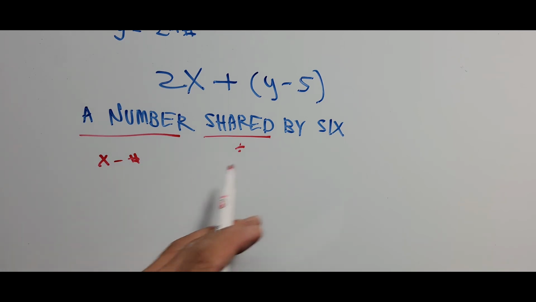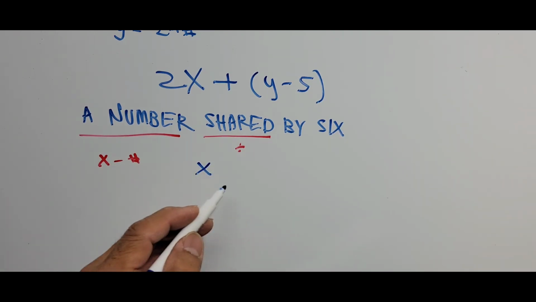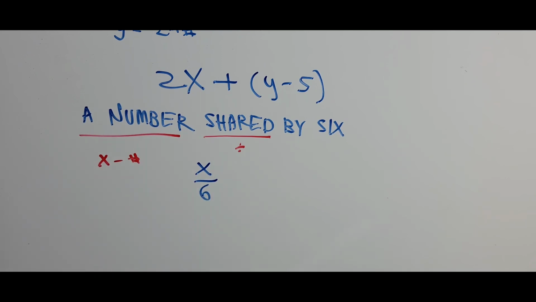So a number shared by 6. Let's write that as: a number is x, shared by 6. So divide by 6. Simple, right? Yeah, that's how it is. Simple.